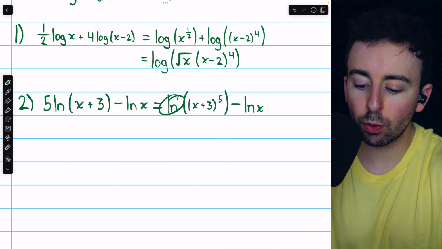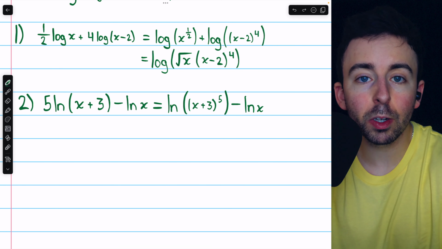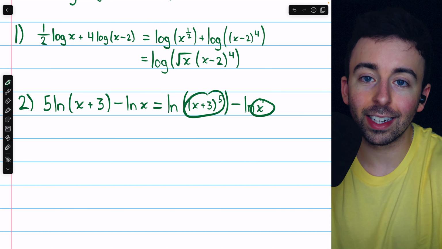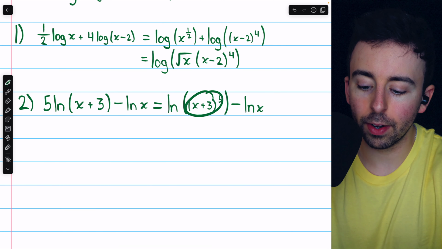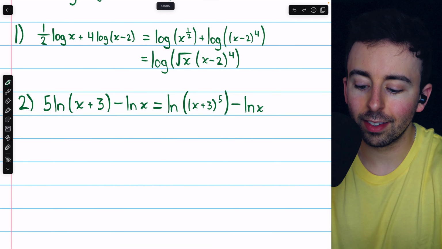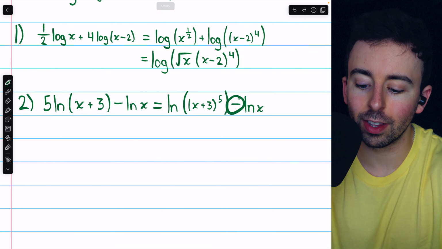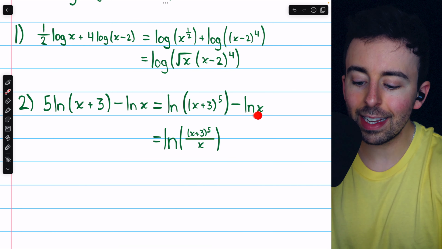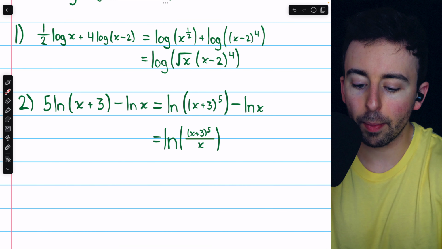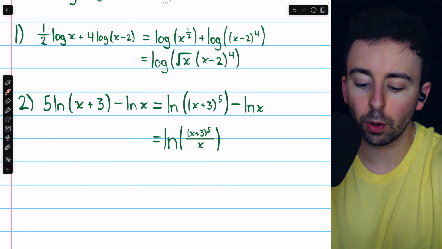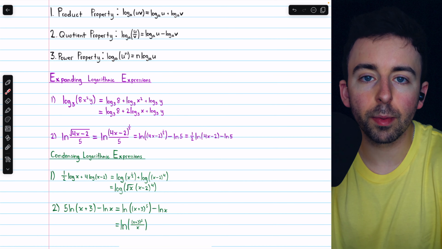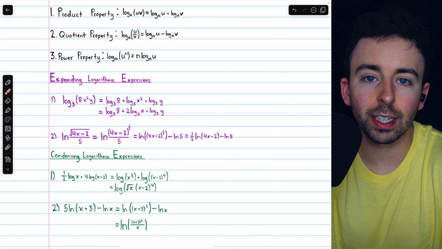Next, we have one natural log minus another, so we can rewrite that as a single natural log with these inputs getting divided. It will be this one divided by this one, since this is the input of the log function that's being subtracted. So the log function that's being subtracted, we put its input, x, in the denominator, and that is our fully condensed version, the natural log of x plus 3 to the 5 divided by x. So that's how to use the properties of logarithms to expand and condense logarithmic expressions.